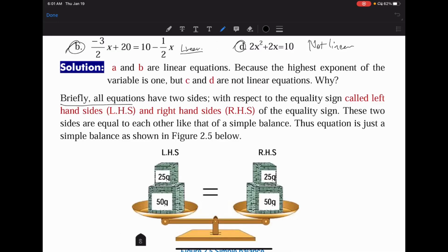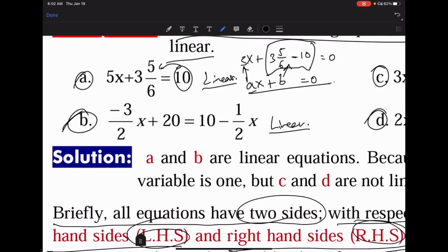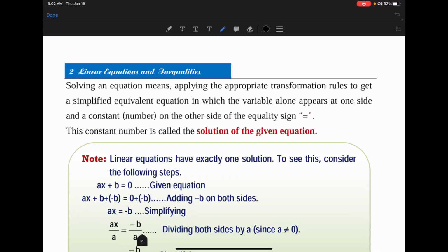Now c: it is not linear. Briefly, all equations have two sides with respect to the equality sign, called the left hand side (LHS) and the right hand side (RHS) of the equality sign. These two sides are equal to each other like that of a simple balance. Thus an equation is just a simple balance, as shown in figure 2.5 below. For example, in the one we saw earlier, in part b, the side to the left of the equal sign we call the left hand side, and 10 minus 1 over 2x is the right hand side.